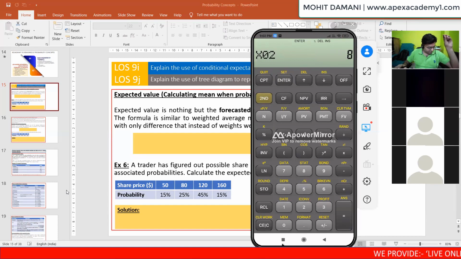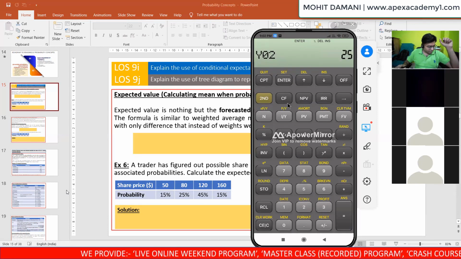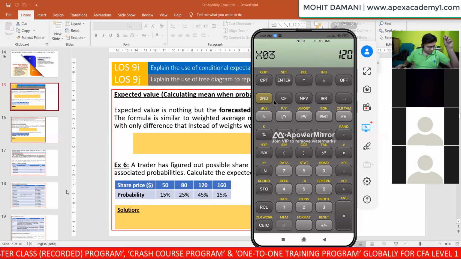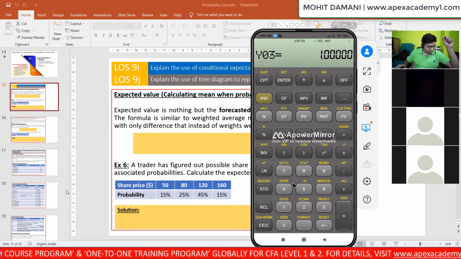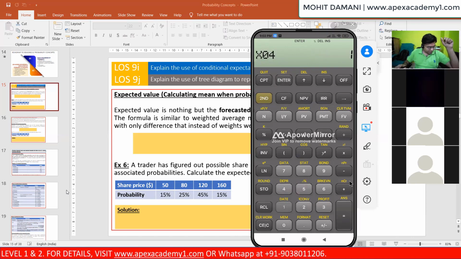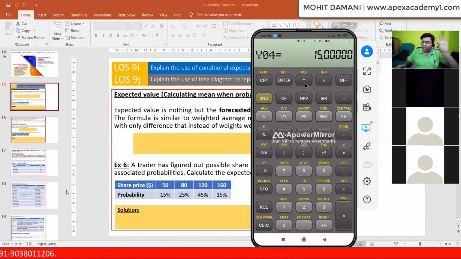80, enter, arrow down. Y02 is 25, enter, arrow down. 120, enter, arrow down. 45, enter, arrow down. 160, enter, arrow down, and then again 15, enter. That's it. This is all we have. Now second and start.